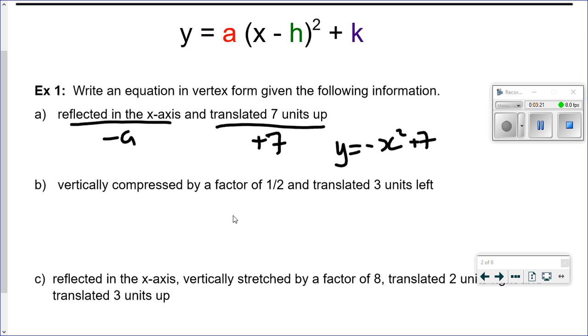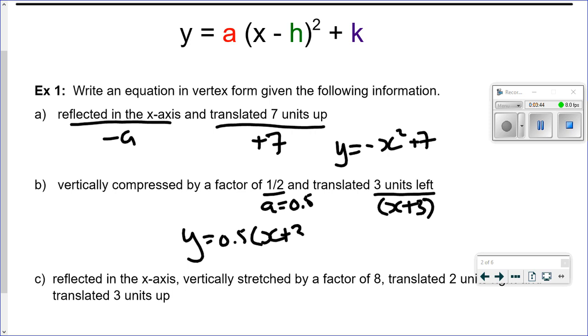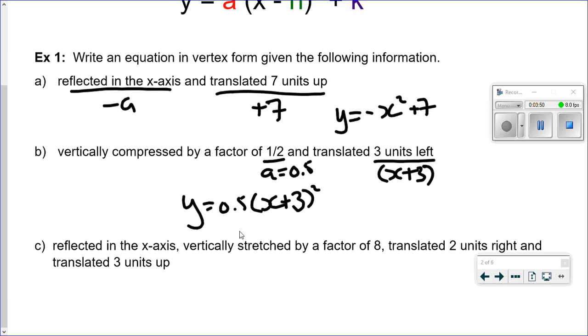So I don't really care that it's vertically compressed. I do care about this. And left means it's in the brackets. Left would be negative, so it's got to be a plus 3. So putting that together, it doesn't go up and down, so it just stays blank like that.